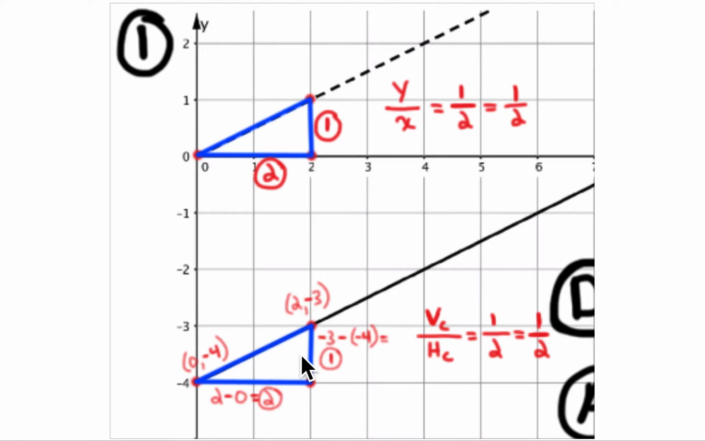But for the horizontal change, that's these 2 units. It's gone over these 2 units, subtracting 0, because it's a 0 right here. So 2 minus 0 equals 2. You can just count them. These are 2 units, and the horizontal change is 2 units. The vertical change is, notice what happens here. This is -3 minus -4.